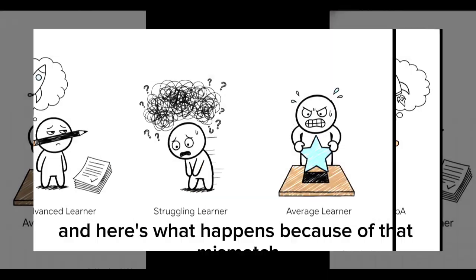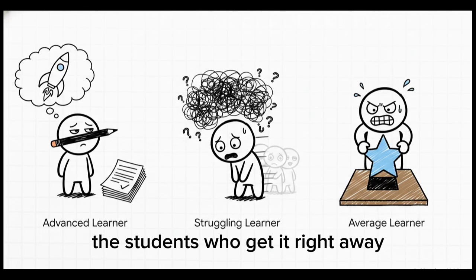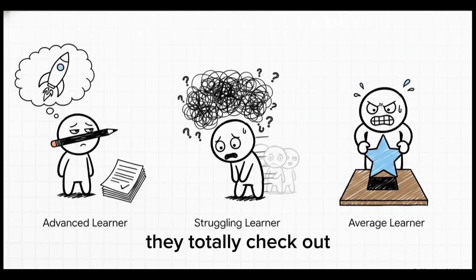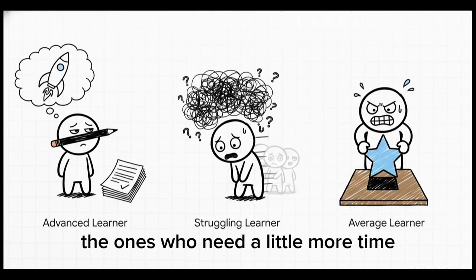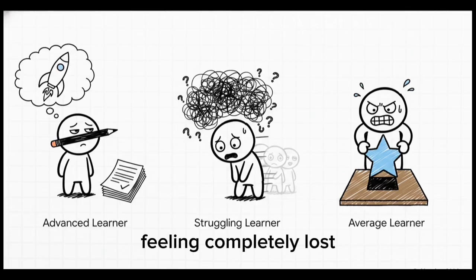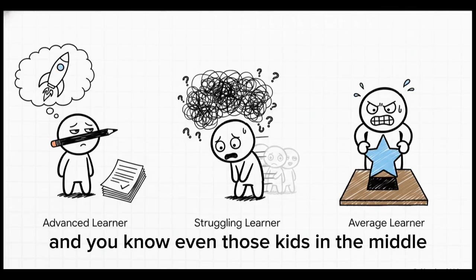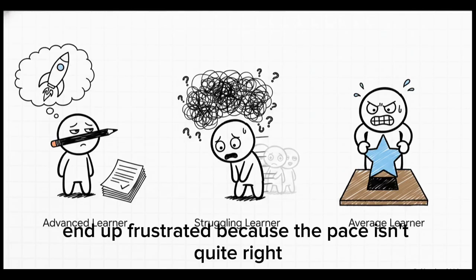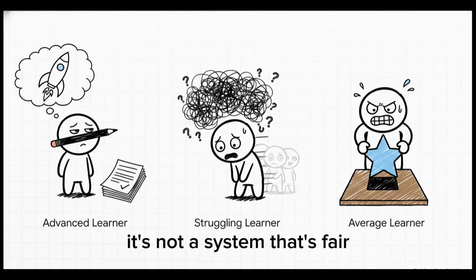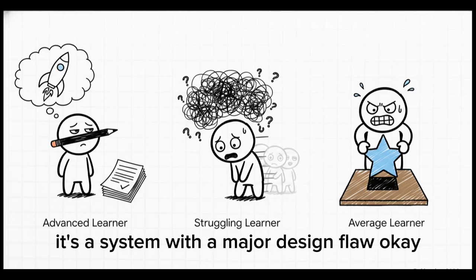And here's what happens because of that mismatch. The students who get it right away, they get bored. They totally check out. The ones who need a little more time, they get left in the dust, feeling completely lost. And even those kids in the middle end up frustrated because the pace isn't quite right for them either. It's not a system that's fair. It's a system with a major design flaw.